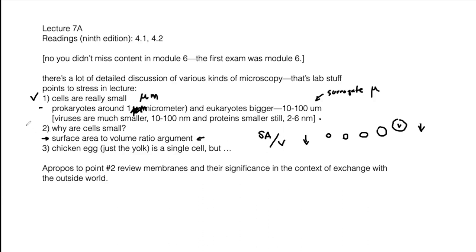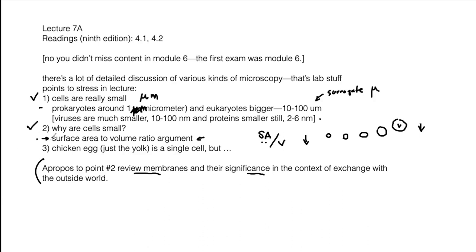Okay. Number two, why are cells small? We totally talked about that. It has everything to do with the surface area to volume ratio argument, and that's that. And we also talked about the plasma membrane. You can review the membrane structure, which is a good thing for you to do, but think about its significance. The plasma membrane is the surface area that needs to be maintained in adequate abundance in order to allow the cell to feed itself effectively.